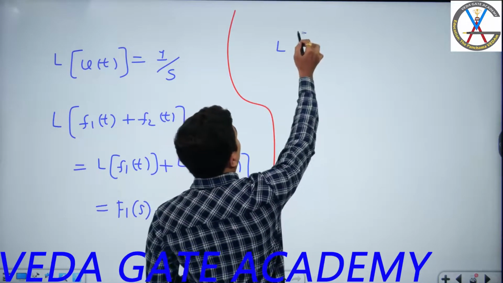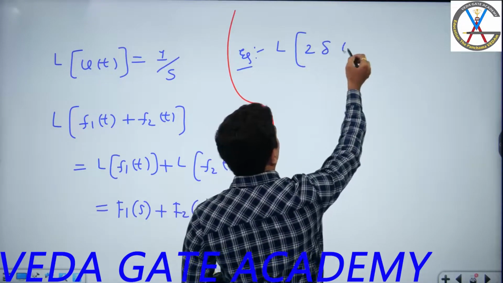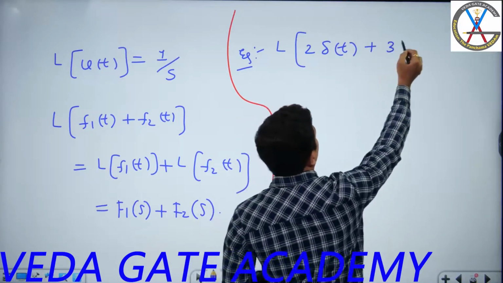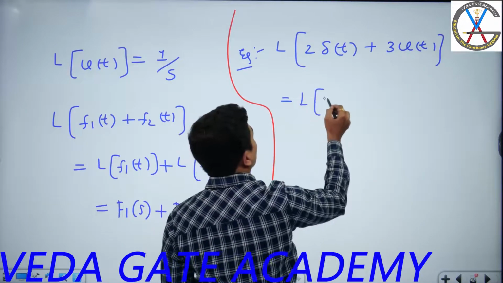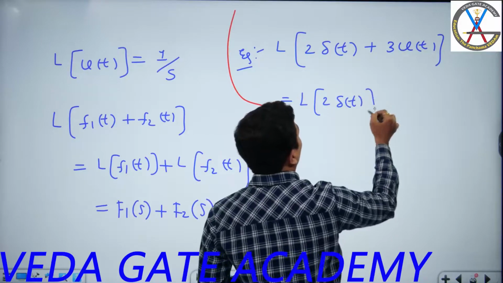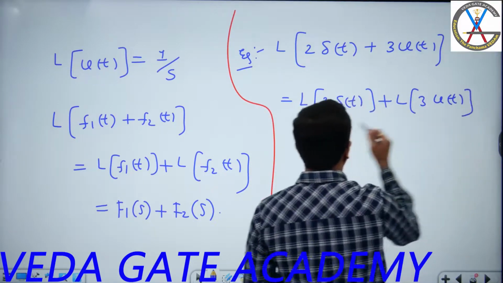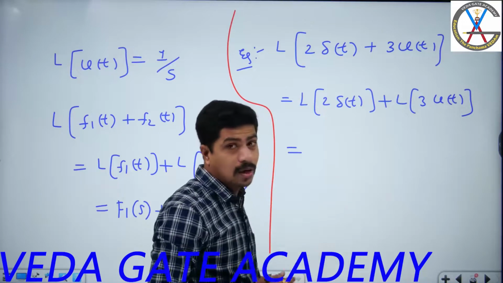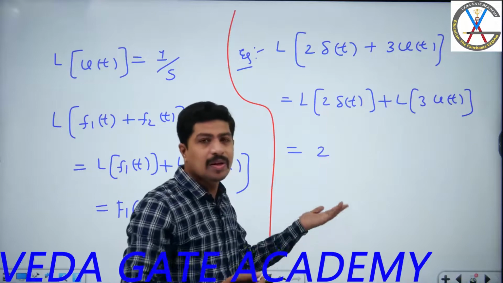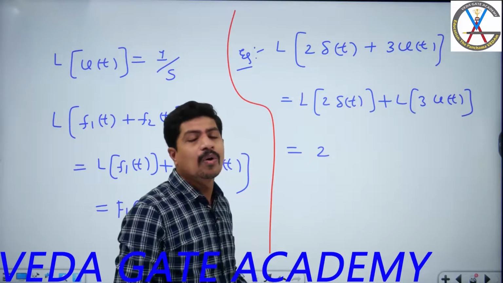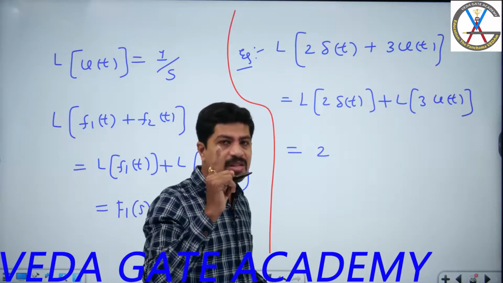Tell me the answer. What is the Laplace transform of 2 del of t plus 3 into u of t? I can apply separately: Laplace transform of 2 into del of t plus Laplace transform of 3 into u of t. Now that is equal to 2 into Laplace transform of del of t. 2 will come outside of the Laplace, because it is a constant. What is the Laplace transform of del of t? 1. We proved in the previous discussion.